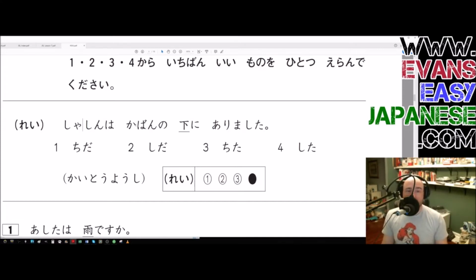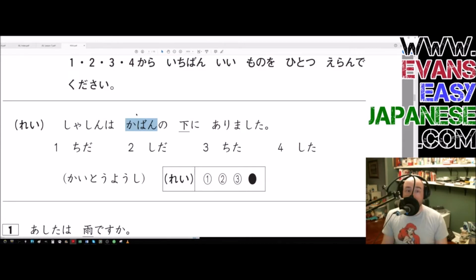Shashin wa, kaban no, and then we have an underlined kanji, ni arimashita. As for the photos, the rest of the sentence is going to be talking about the photos. Kaban no blank ni arimashita. Notice we have a location followed by the ni particle with arimashita. They were at a location. The pictures existed at the location of whatever this kanji is. And this kanji is being modified by kaban no.